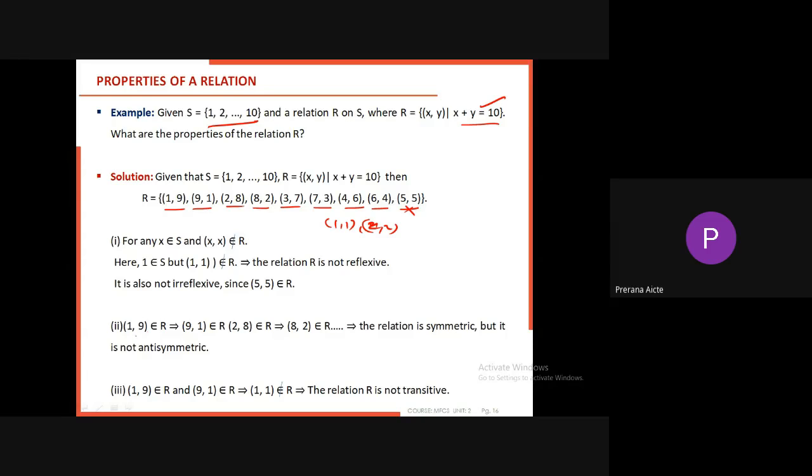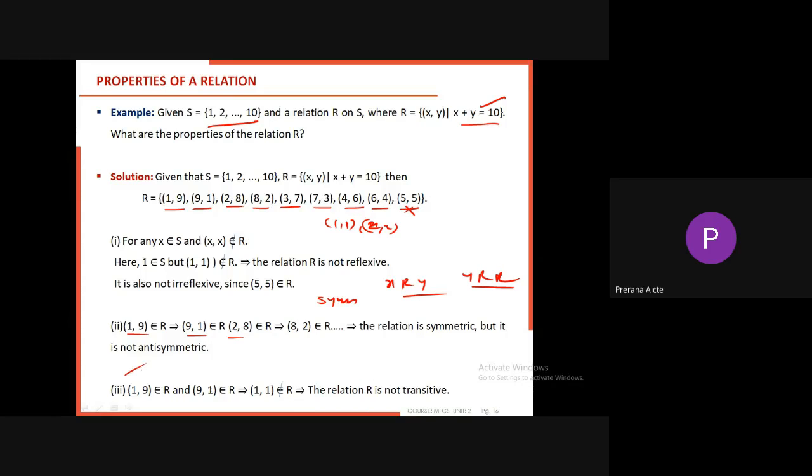Okay, next coming to 1, 9, 9, 1 and 2, 8, 8, 2. These kinds of ordered pairs are there. That means it is following the symmetric property. So x is related to y means y should be related to x. Then I can say that it is following the symmetric property.